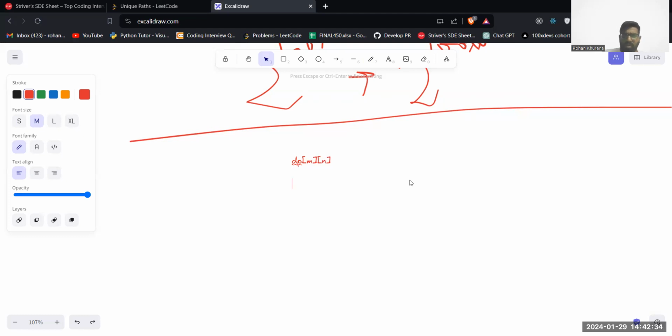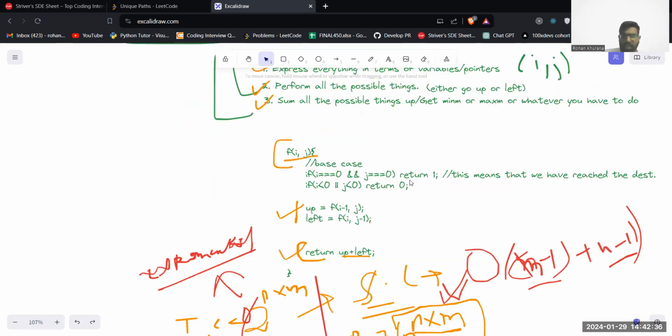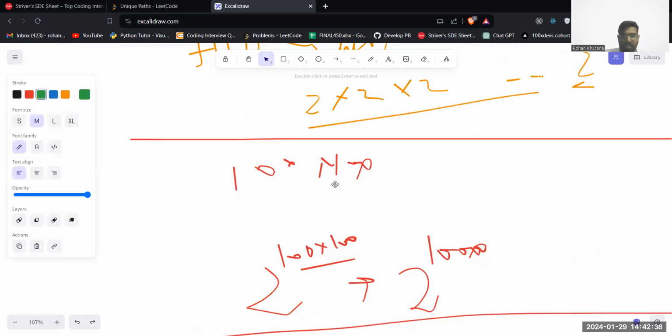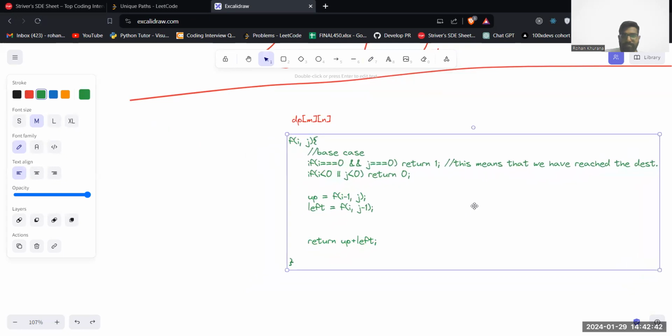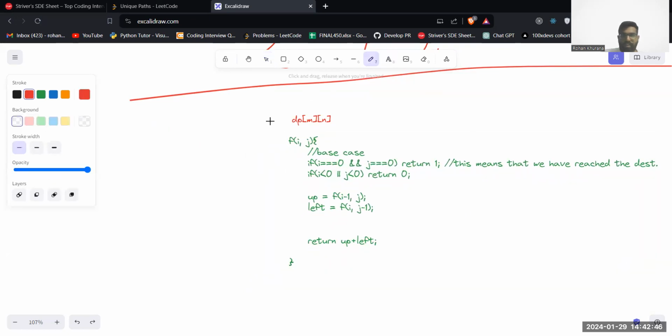Now, what was the recursive code? Let's try to write it here. Let's copy it and paste it here, right? Okay. This we have initialized, not in this function. When you call this function, you will pass dp into that function initially, right? So the base cases should be written the same, right?